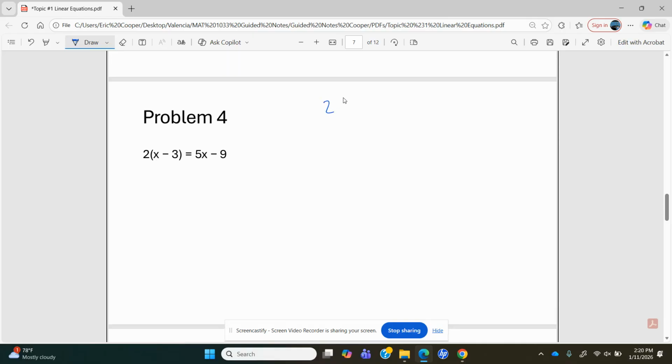In this problem, we have a set of parentheses, which means we need to remove them first. We're going to do that by distributing. The way we distribute is we take what's on the outside and we multiply it by everything that's on the inside, which I'm indicating here with the arrows. So I'm going to do 2 times x, which just gives me 2x. And then I'm going to do 2 times negative 3, which is negative 6. I don't do anything with the other side, so I just drop this down.